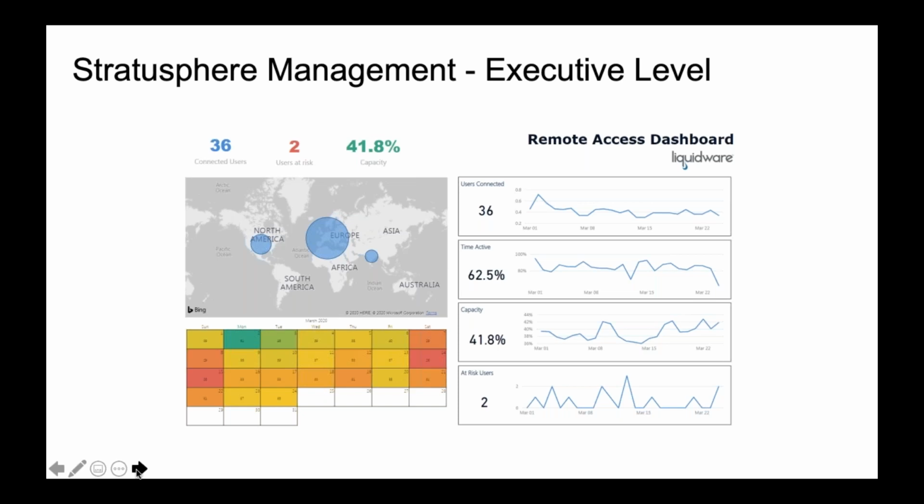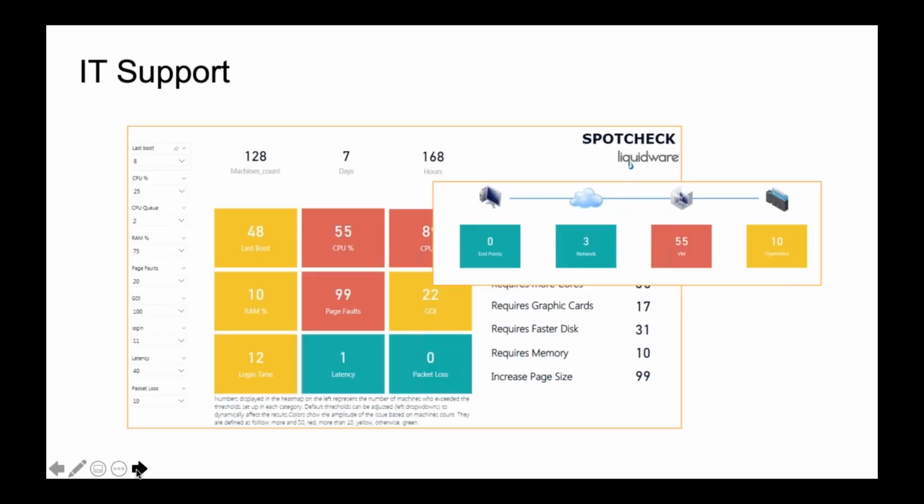So it's a very executive level. As you can see on the top left, it's 3 numbers. I've got X number of users connected, 2 users at risk, so that I have problems on 2 users, and so far I'm at 41% capacity. I'm good so far.